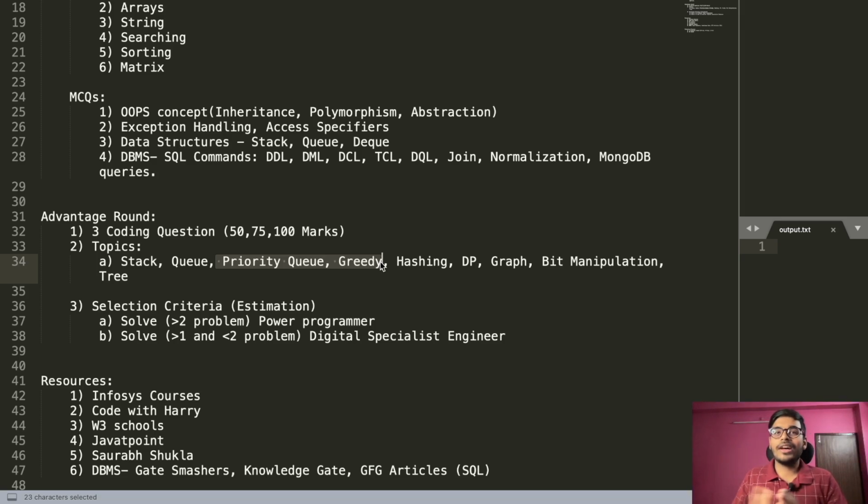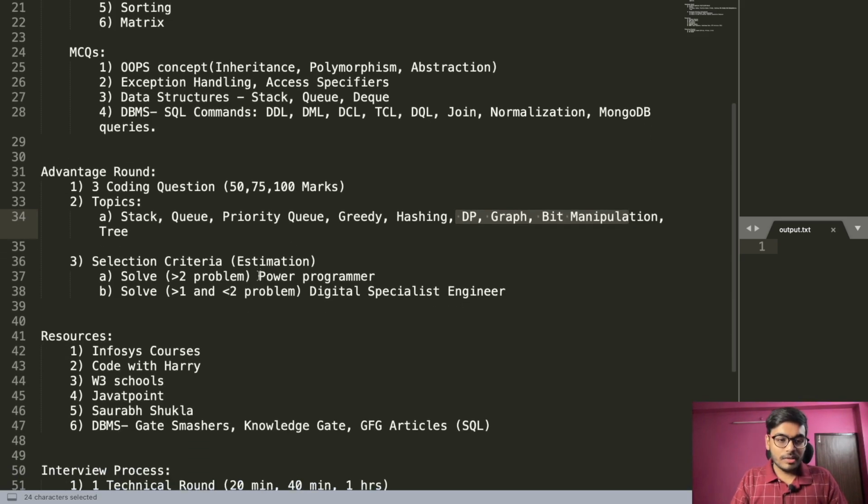But I will say please practice these 2 topics, DP and graph. Some students were getting all 3 DP questions, so it can be anything, right? So these are the topics which will be coming, right? So you have to cover these topics.